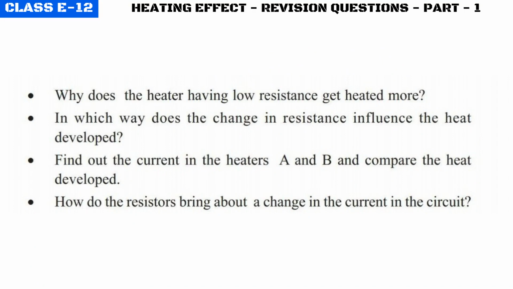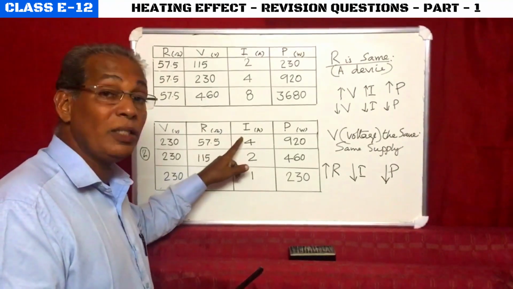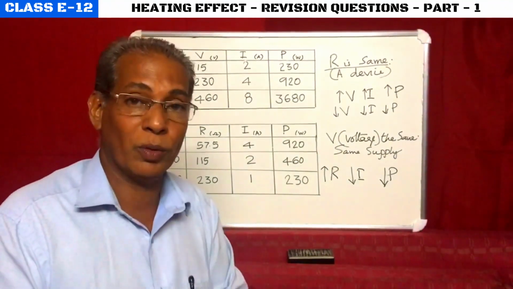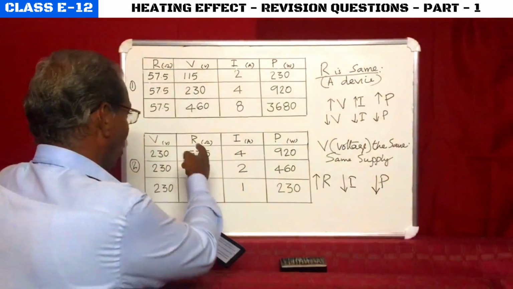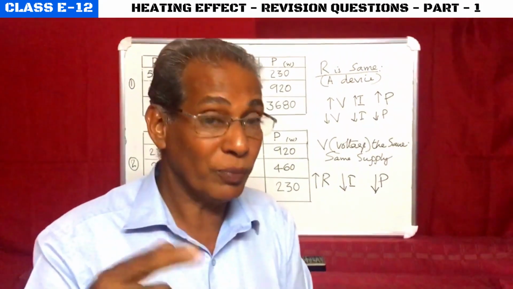There they are asking about two heaters. From comparison of these two heaters, they are asking why the heater having low resistance gets heated more. Though we did not discuss anything there, we discussed all these points here, so you can answer those questions. Why does the heater having low resistance get heated more? We already studied: smaller the resistance, current will be more, so power will be more, or heat energy will be more. You have to explain through current. So when resistance is smaller, current is higher, so we can have greater energy.